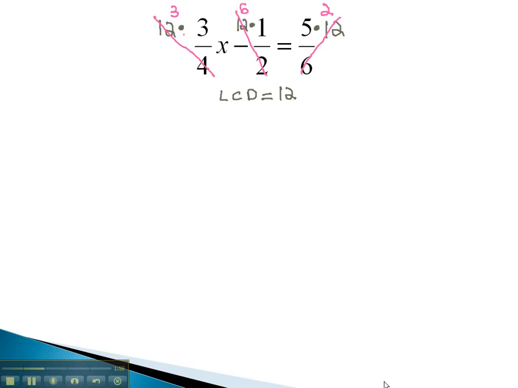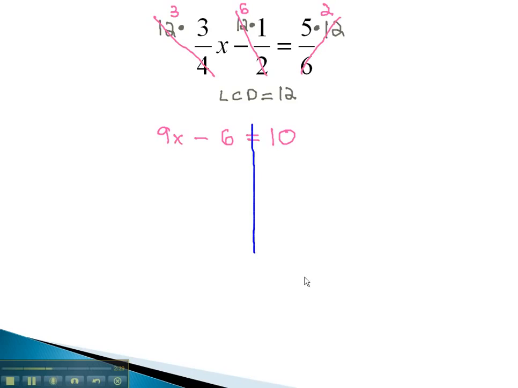Now, all that remains are these little multiplication problems in the numerators. 3 times 3x is 9x. Minus 6 times 1 is 6, equals 5 times 2, which is 10.